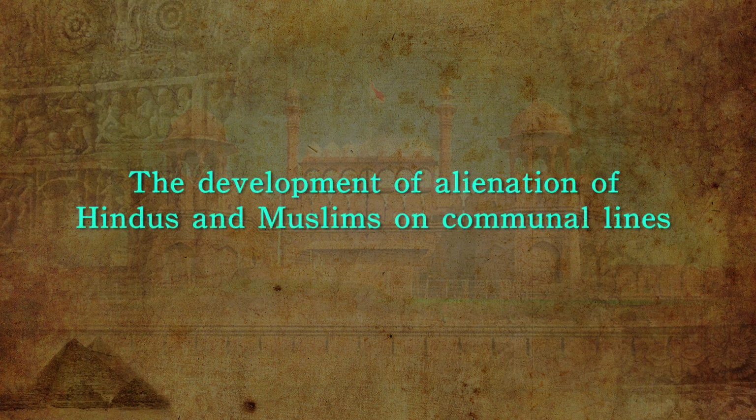Each riot deepened the distance between the two communities. There was an atmosphere of suspicion and distrust between communities. Alienated from the Congress, large sections of Muslims could not respond to the call for a united struggle, as the Muslim leaders thought that their culture and identity would be submerged under the domination of a Hindu majority. This led to the development of alienation of Hindus and Muslims on communal lines.